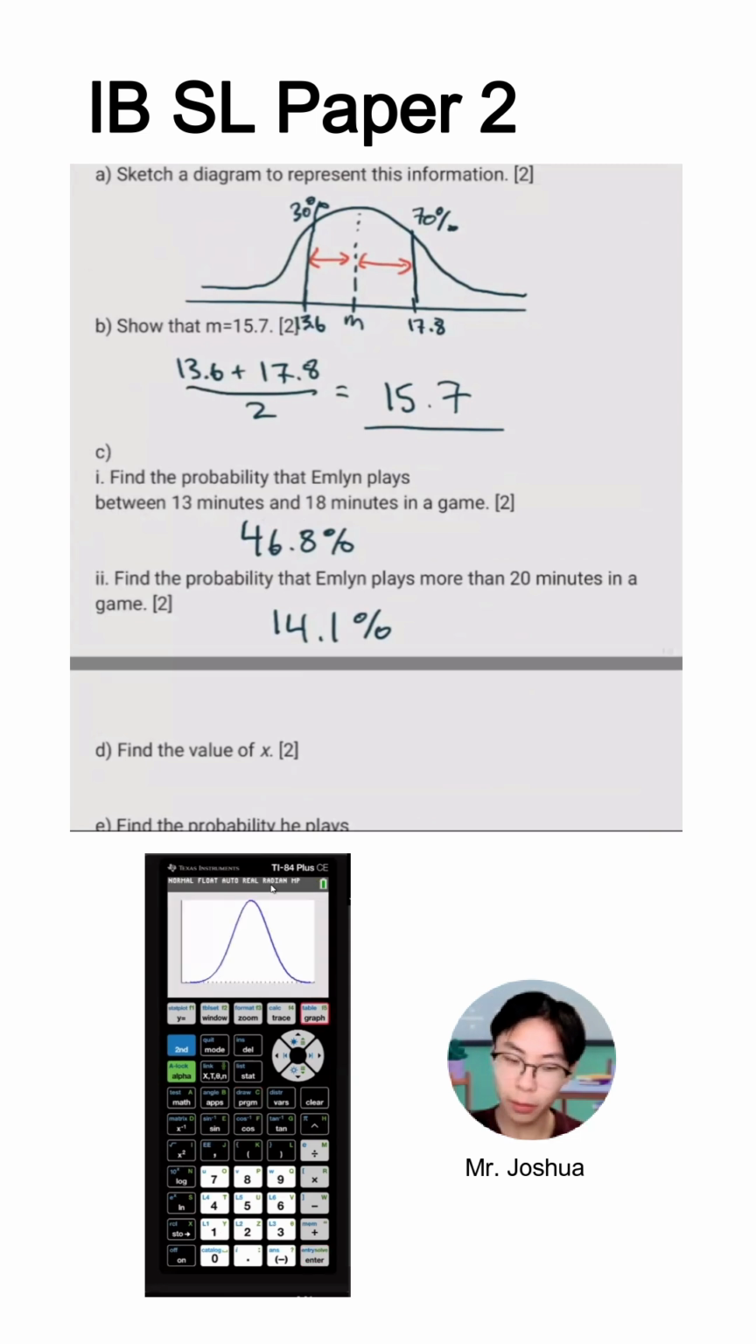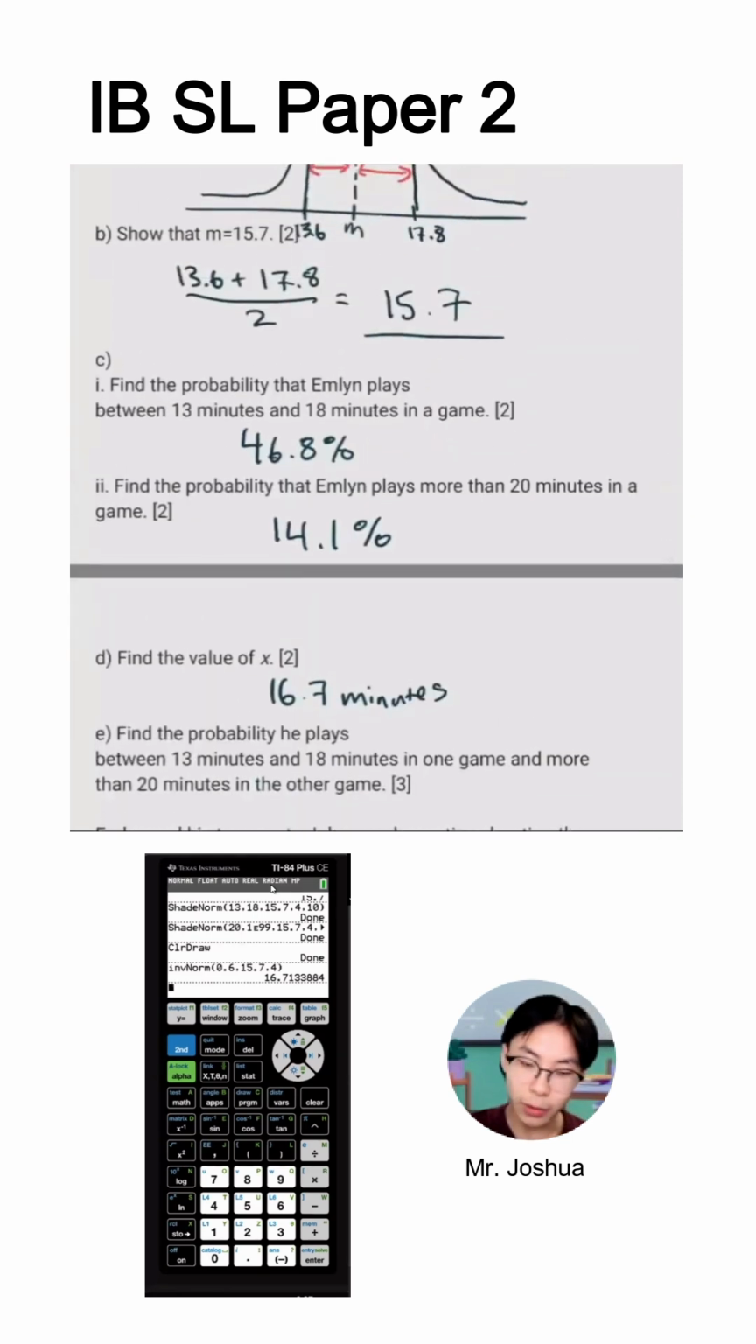To find the 60% mark, we can just go back to distribution. Instead of normal probability distribution function, we'll go to number 3, which is inverse norm. For this, we'll select our 60%, or 0.6. Our second argument will be 15.7, which is our mean. And our third argument is the standard deviation, which is 4. Once we put this in, we'll click enter. And now we know that at the 60% mark, it is 16.7 minutes.